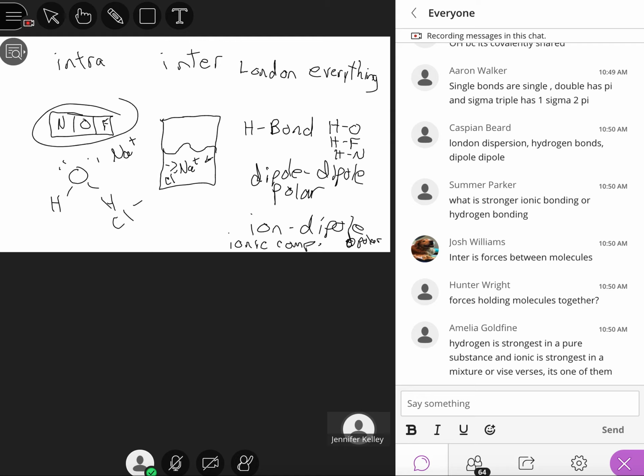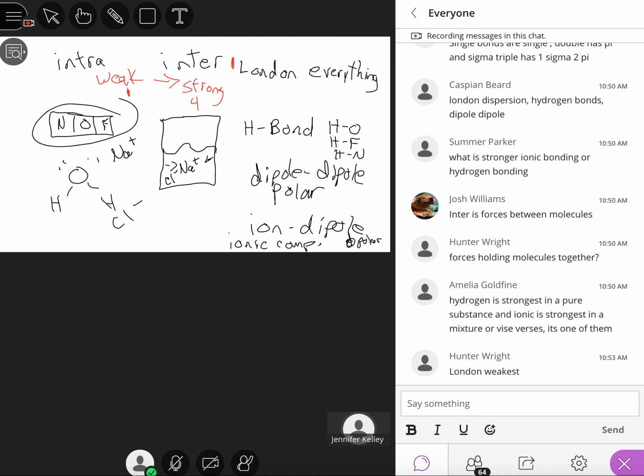And then the sodium will be surrounded by oxygens, the chlorine will be surrounded by hydrogens, and that's ion dipole. So in order of strength, I'm going to go from weak to strong. So 1 is weak and 4 is strong. London forces are weak. What's next strongest?